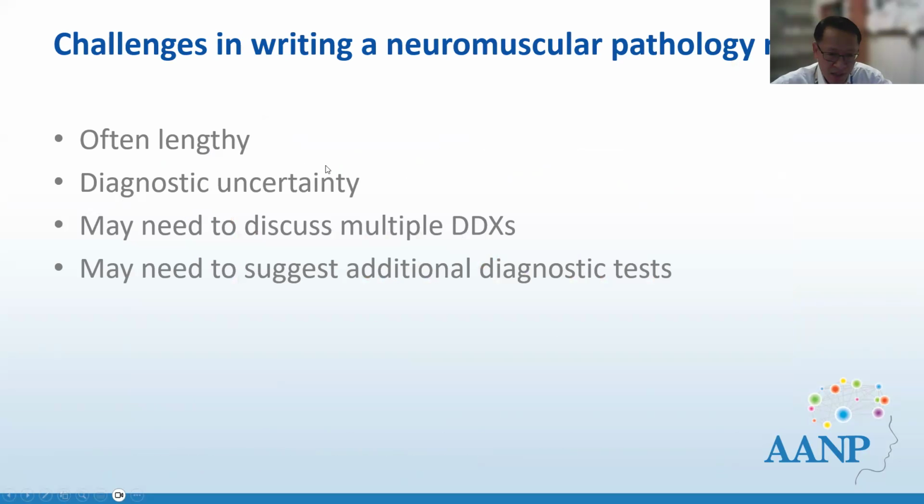It's often very lengthy because we have more than a dozen histochemical stains to describe, and we may have EM studies and immunohistochemistries and sometimes teased nerve fiber analysis. So it's often 2 to 3 pages long. And the diagnostic uncertainty is just way higher than your typical general surgical pathology cases. So oftentimes we need to consider multiple differentials, and we may need to discuss these differential considerations. And we may need to also point out to the clinicians how to confirm by doing further tests.